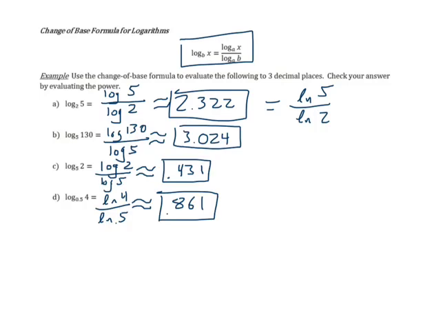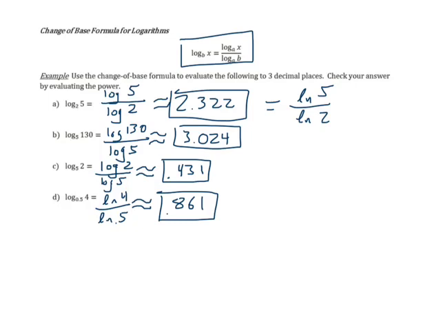And here we go. This is what we got. First one here, 3.024. Which means 5 to the 3.024 power gives us about 130. And if you think about it, 5 to the third is 125, so that sounds right. 0.431 for the next one. 5 to the 0.431 power gives us 2. And 0.861 for the last one. 0.5 to this power gives us 4. So that's how we can change base.